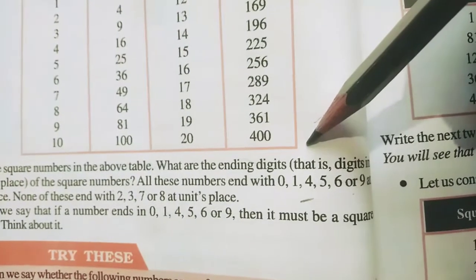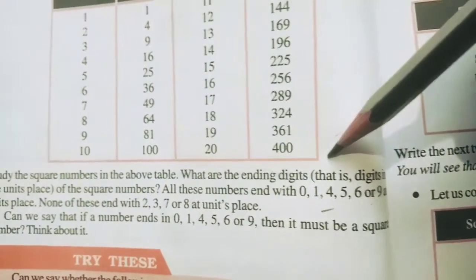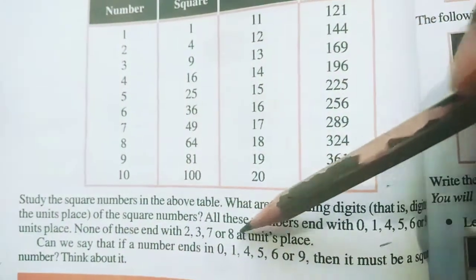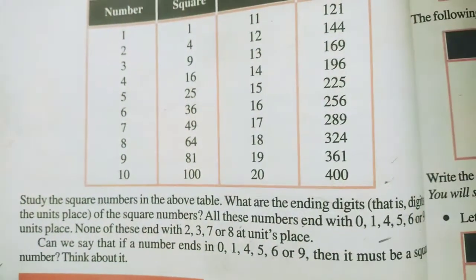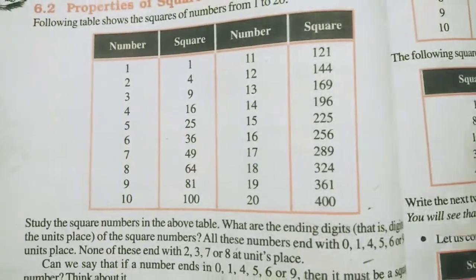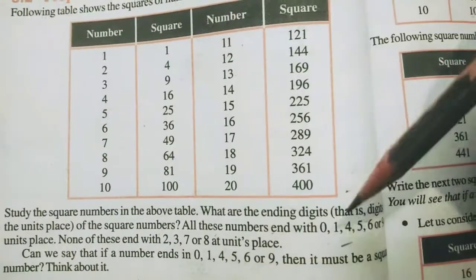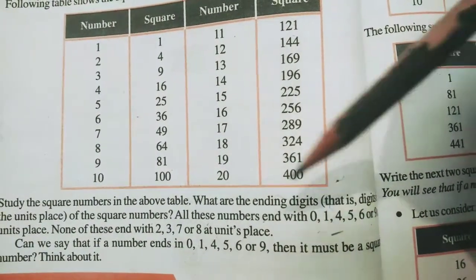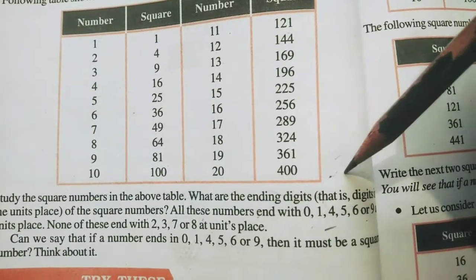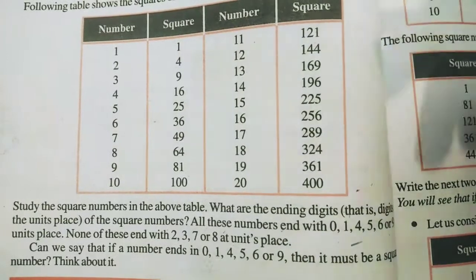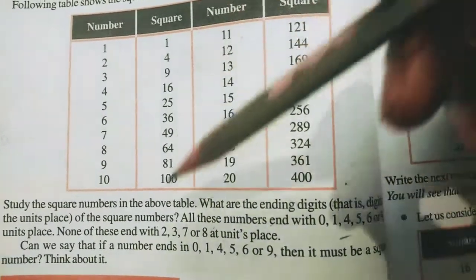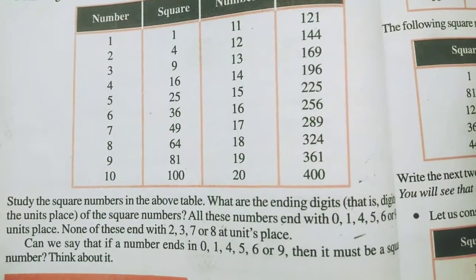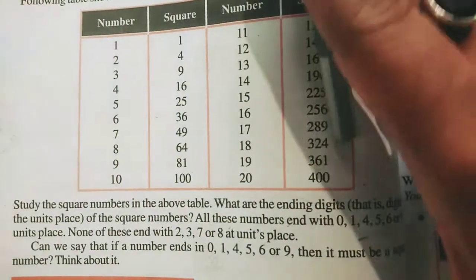But which numbers are missing? 2, 3, 7, 8. They are missing, they are not there. So none of the squares end with 2, 3, 7 or 8 at the unit place. So what is the meaning of this? It means the identification of a square number is that if any number ends with 0, 1, 4, 5, 6 or 9 in the unit place, then it can be a square of some number. And if the unit digit is 2, 3, 7 or 8, it is not a square of any number. This is the identification.